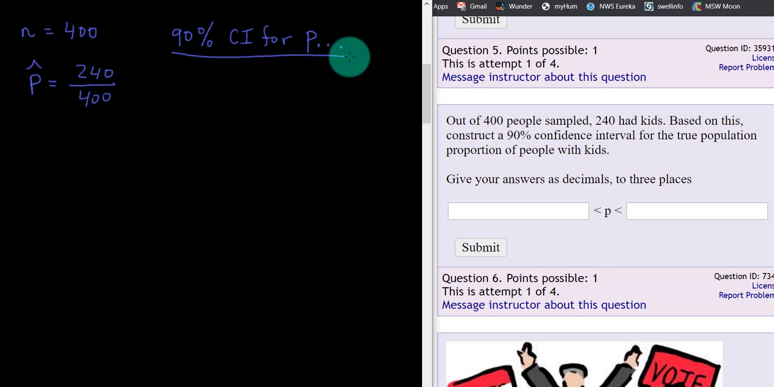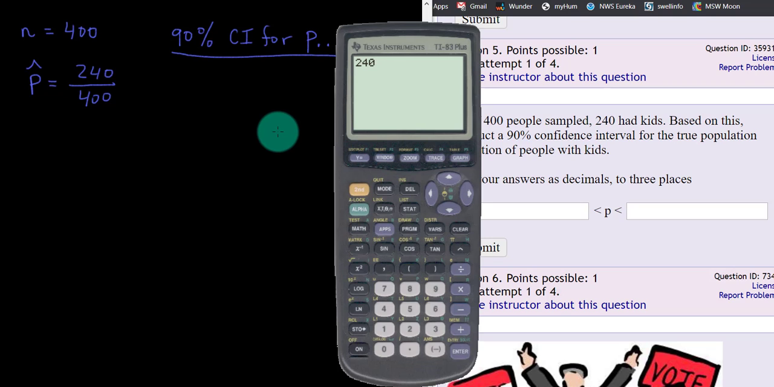this is for the population, right? What proportion of the population that this sample is representing has children? That is unknown. That is what we are estimating. Let's get a decimal representation of our sample proportion, 0.6.